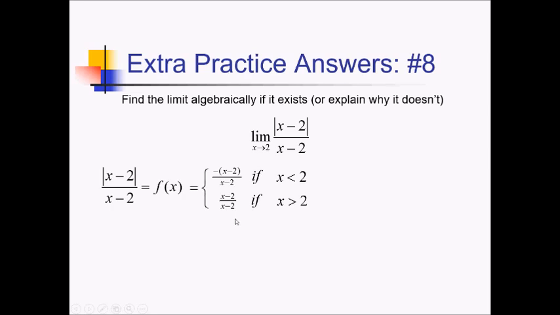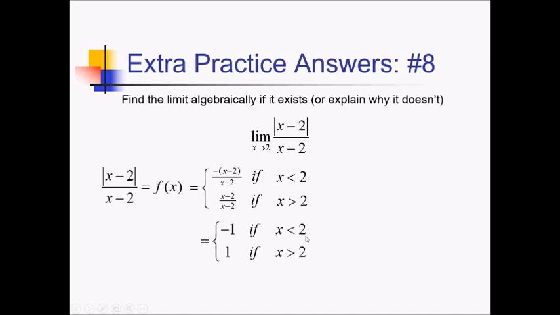So at this point, I'm going to start thinking about what I need to do to find this limit. Since 2 is the border value, I would need to find the left and the right side limits. But if I try plugging 2 into either of these rules, I'm going to get 0 over 0. So first I'm going to cancel out some common factors here. This first rule is really just negative 1 if we cancel out these x minus 2's. And this bottom rule here is going to be positive 1.